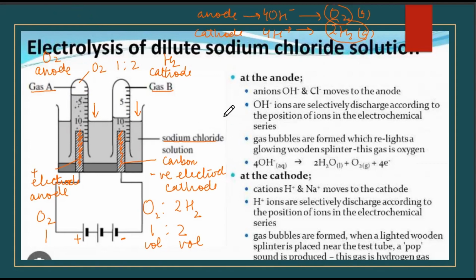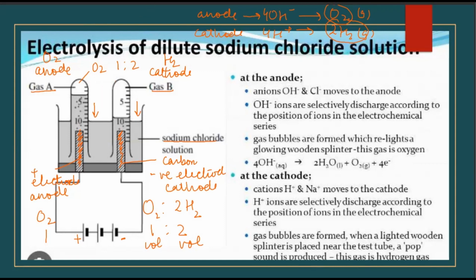Apart from this, they also ask how you will identify which gases these are. The identification test for oxygen gas is that when we bring a glowing splinter, the glowing splinter relights. And if we bring a burning splinter, the burning splinter extinguishes with a pop sound. That's the identification for hydrogen gas. So hydrogen and oxygen can be identified by performing these two tests. Whichever test is positive, we can confirm the presence of that particular gas.